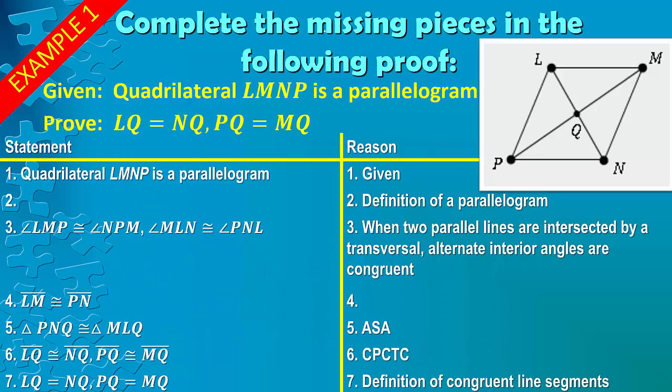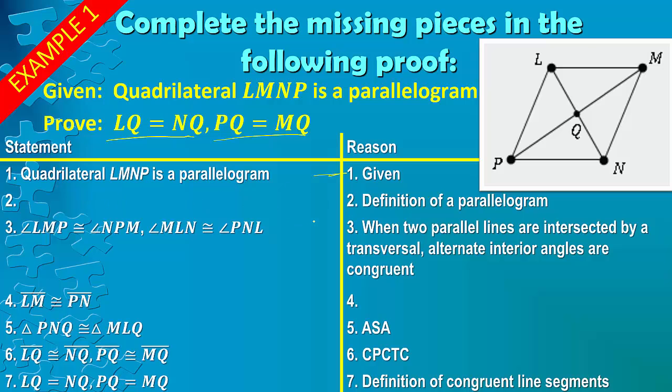Alright, so we need to complete the following proof, and we need to fill in the missing pieces. So that would be right here in number 2 and here in number 4. So we're given that quadrilateral LMNP is a parallelogram, and we need to prove that LQ equals NQ and PQ equals MQ. So we start off with our given, as always, that this is a parallelogram. And then we need to fill in this blank, and the reason that we're given is the definition of a parallelogram. So the question is, what would that be?